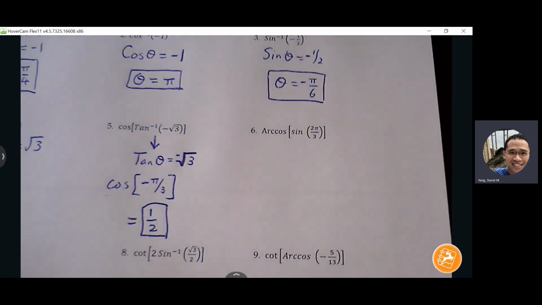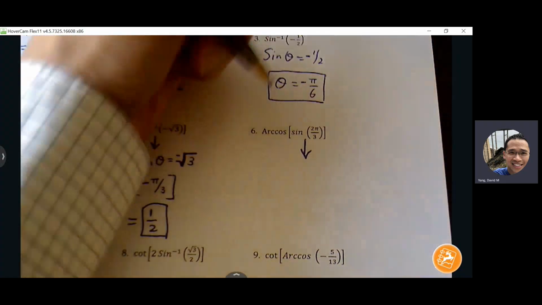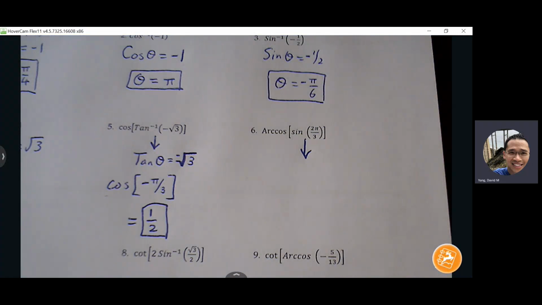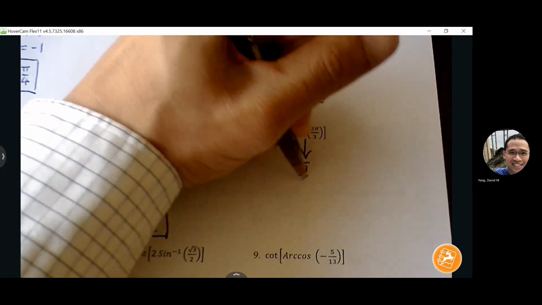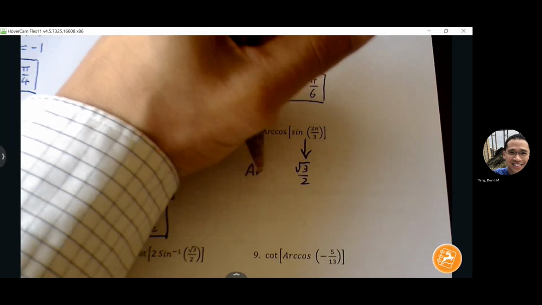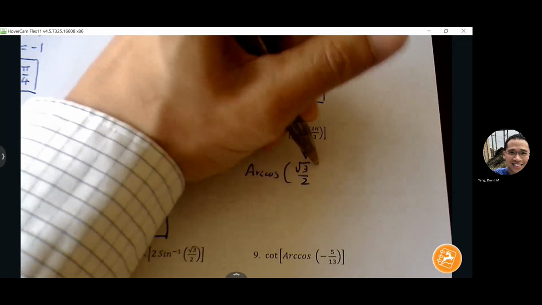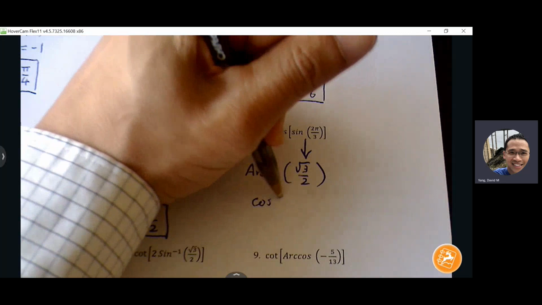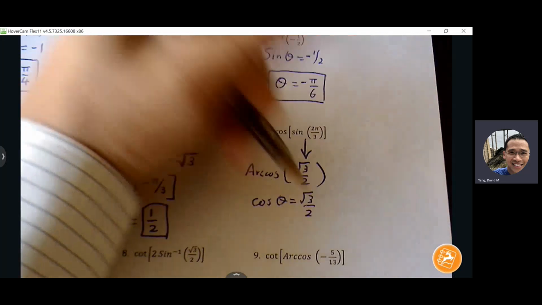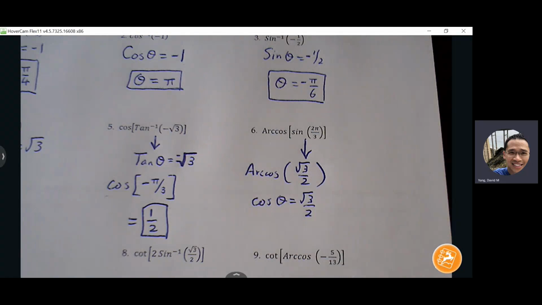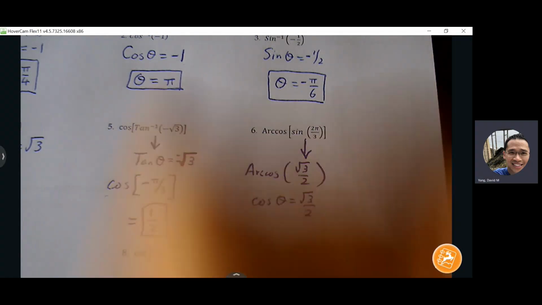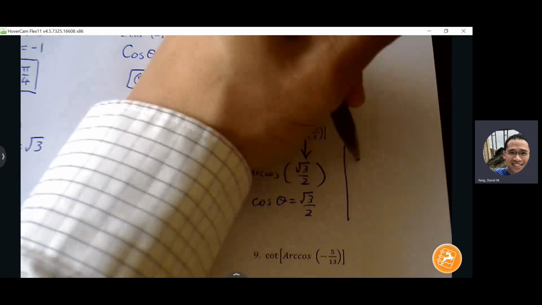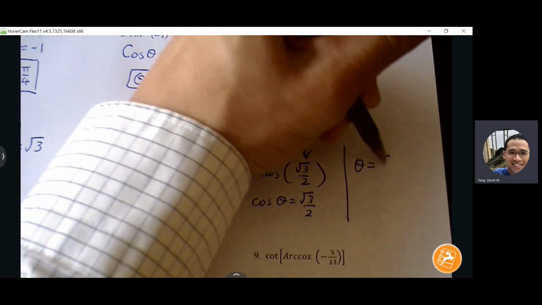Our cosine of sine of 2 pi over 3. This is pretty straightforward. We're just looking for a unit circle value. What is sine of 2 pi over 3? Root 3 over 2. Now we're trying to find the arc cosine of root 3 over 2. In other words, when is cosine of theta equal to root 3 over 2? We're getting a positive ratio, so that's easy, it's just first quadrant. Okay, so cosine is equal to root 3 over 2, and theta is equal to pi over 6.